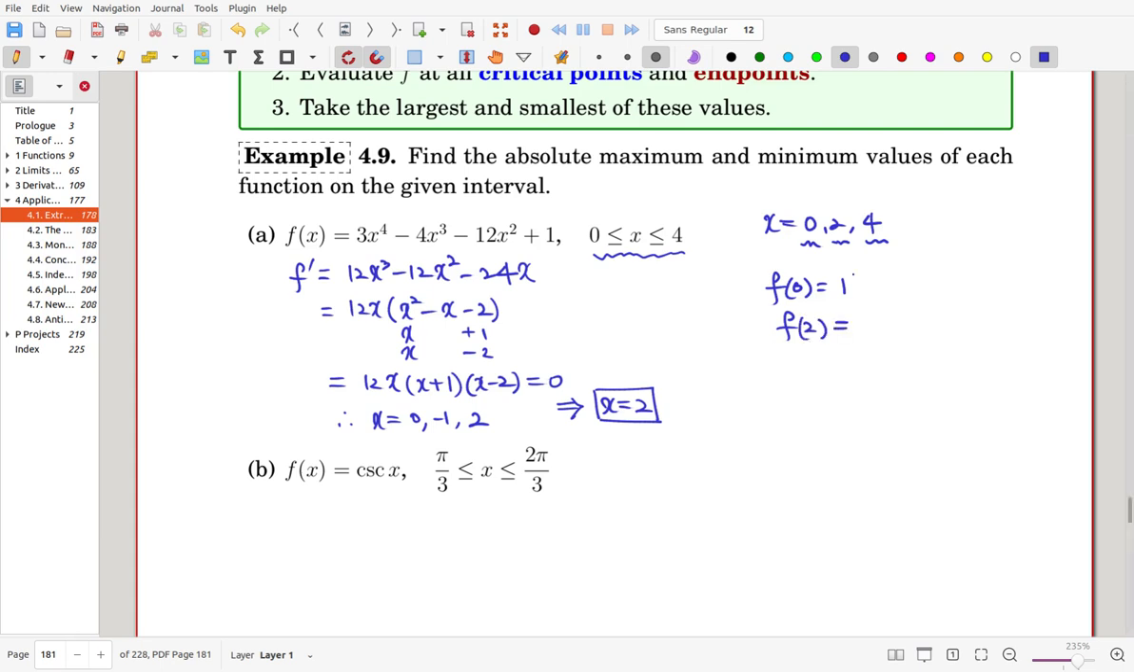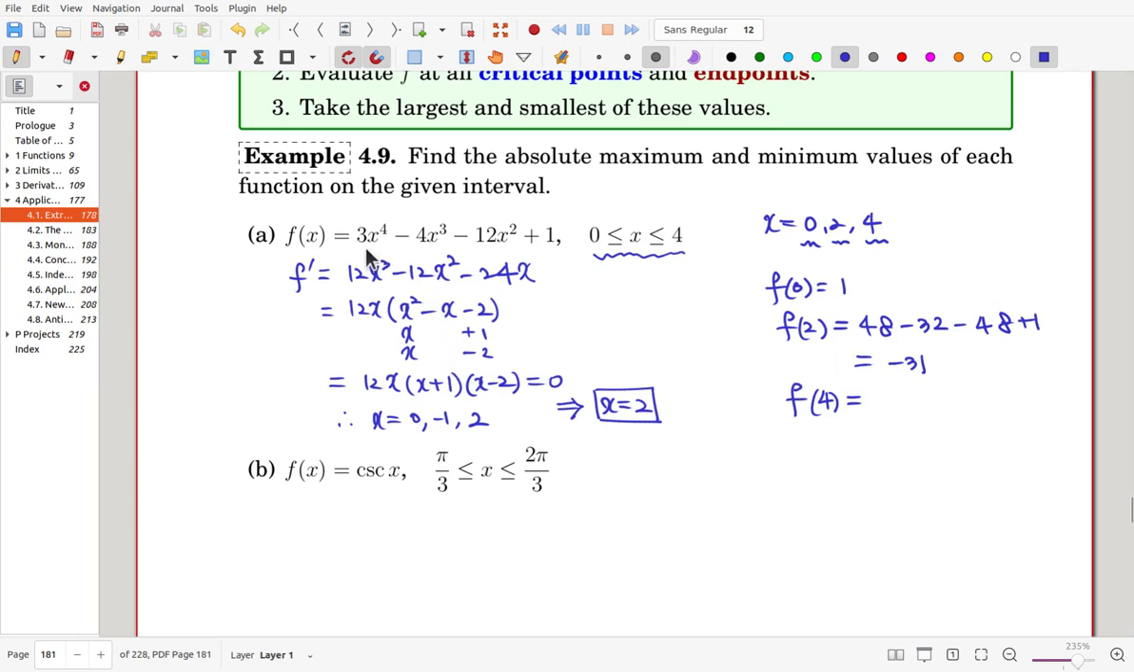Then the first term is 48, and minus 32, and minus 48 plus 1, so this value is the same as minus 31. Now f at 4, well, it'll be large.